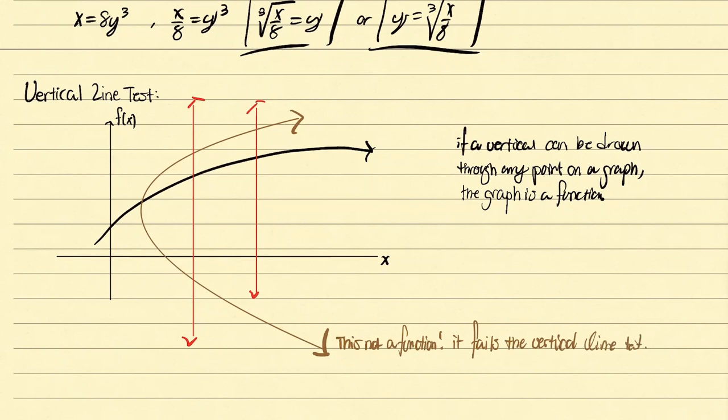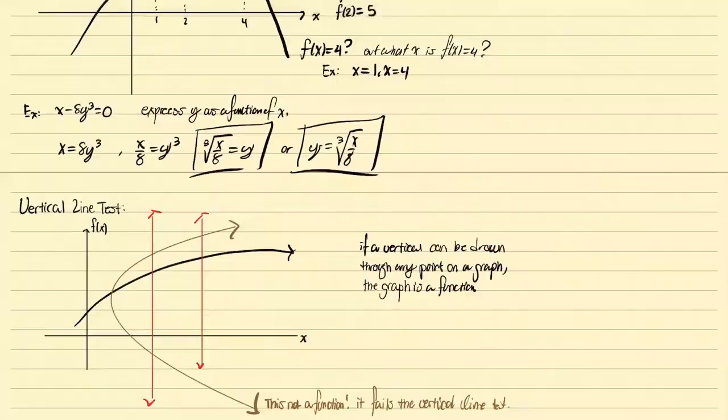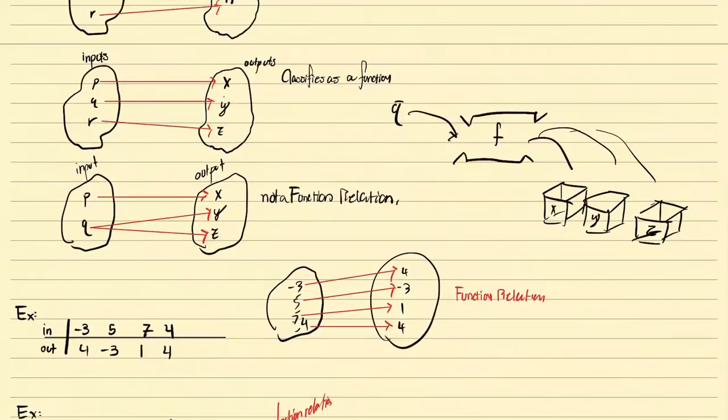And let's think about this intuitively. Back to those diagrams that we had above. What was the issue with something not being a function if the same x input gave me two different outputs? So keep that in mind.